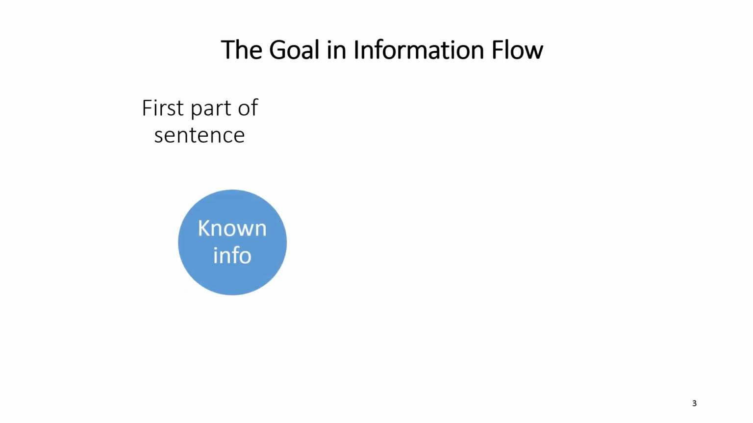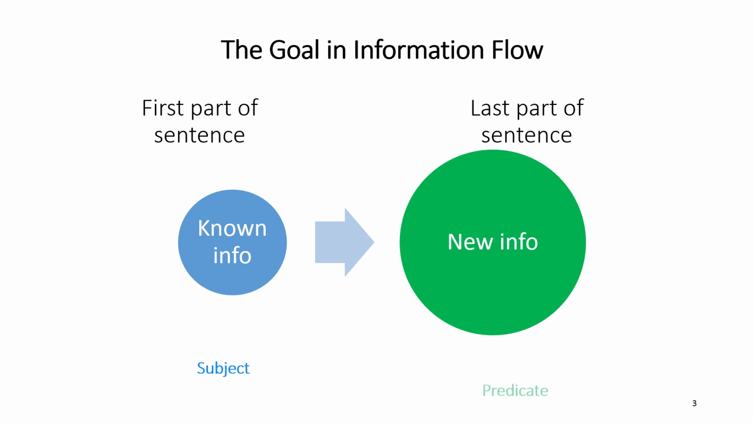Your sentences can have effective information flow when the first part of the sentence contains the known information, usually in the subject, and when the new information appears in the last part of the sentence. Think of it like a journey. It is hard to find your way to a new place if you don't know where you are starting. Plus, putting new information at the end of the sentence naturally gives it emphasis because readers expect new, interesting information there.